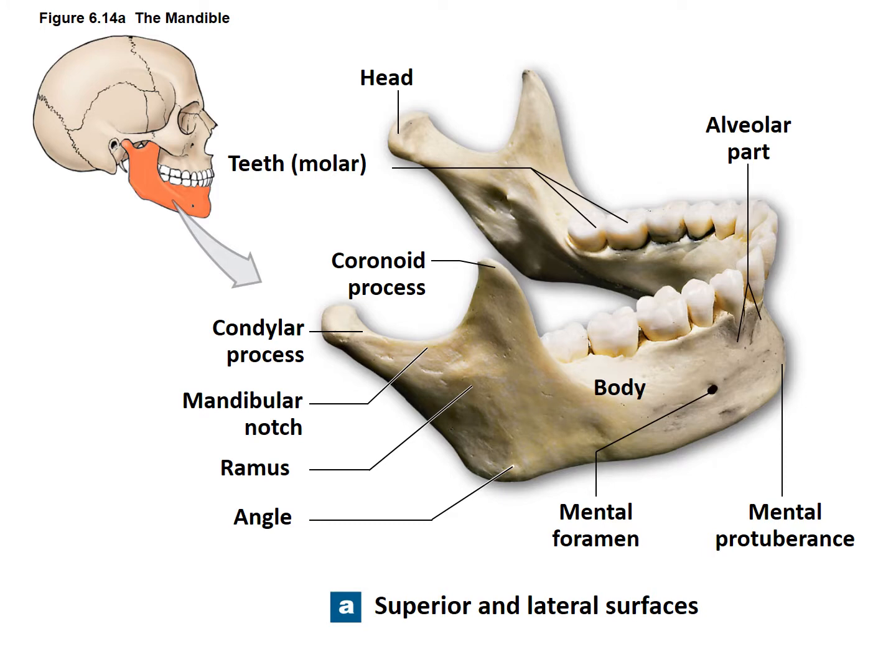The coronoid process itself is going to be an insertion site for the powerful temporalis muscle and forms one of the interlocking mechanisms of the temporomandibular joint. The last thing to note is that there is, of course, the alveolar processes here for where teeth are going to insert.